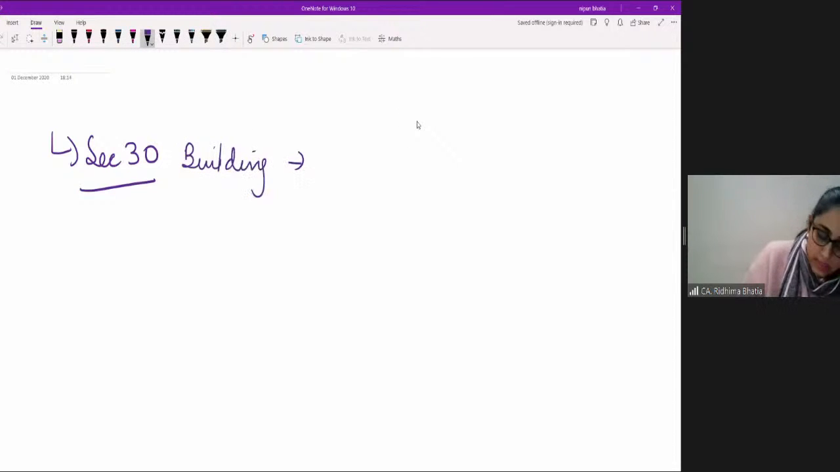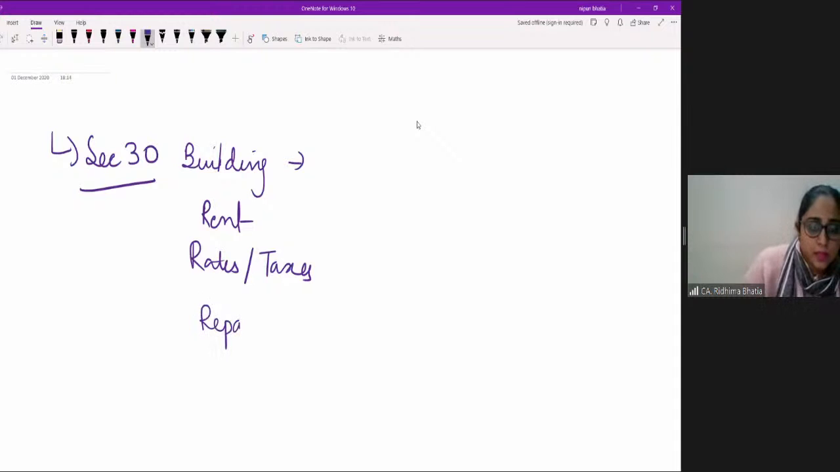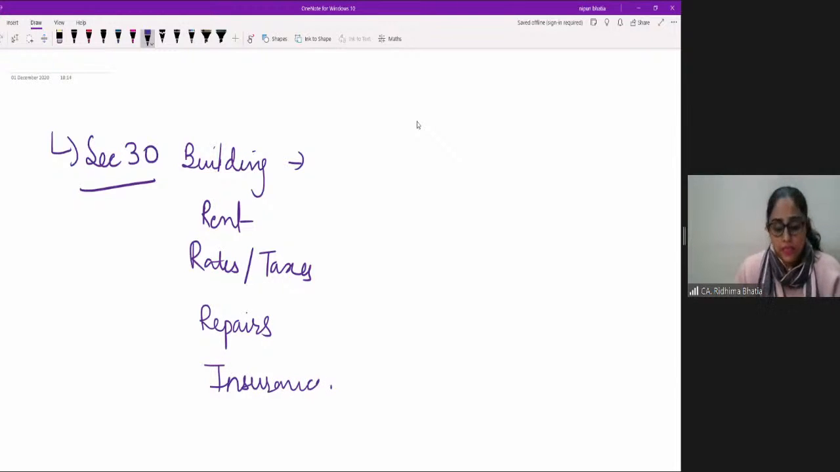But only rent, rates, taxes, repairs, and insurance. Okay, rent, rates, taxes, repairs, and insurance. Now, first, let's discuss rent. Now, these are deductions. So any rent which is paid in relation to the building by the tenant, obviously, would be allowed as deduction.